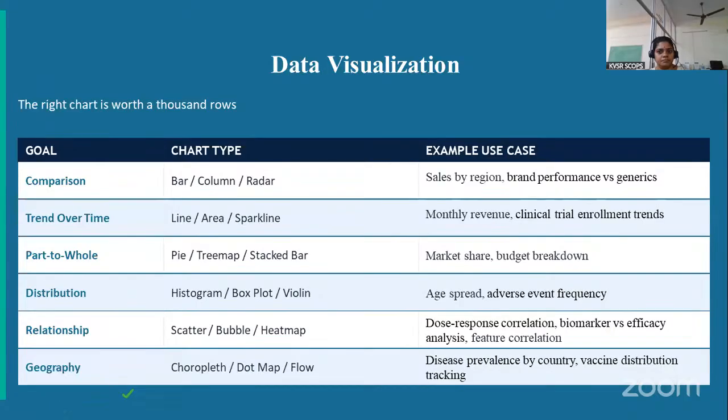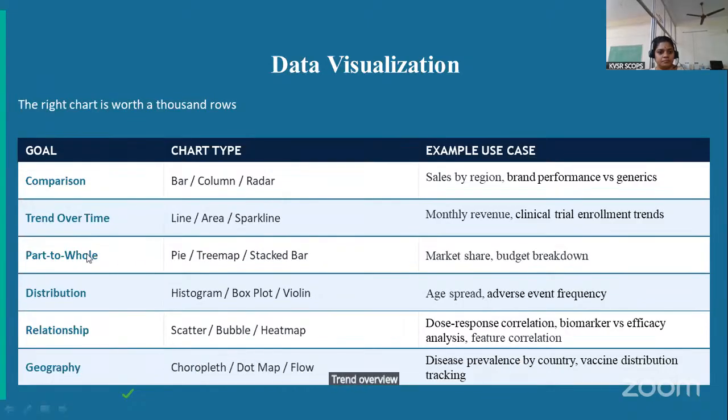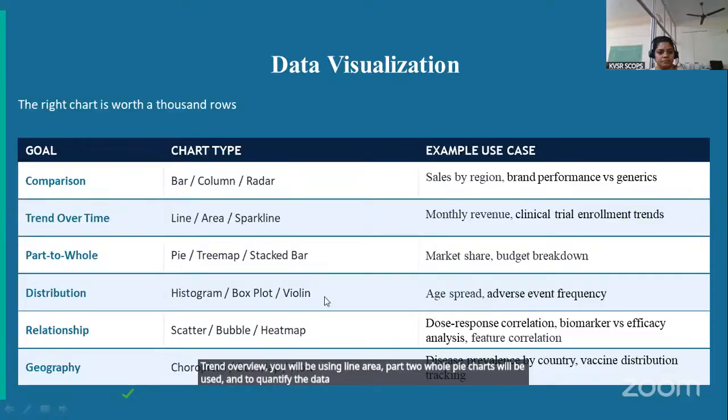So for data visualization, as I already told you, when you want to compare the data, you will be using bar and column graphs. Trend overview, you will be using line and area. Part to whole, pie charts will be used to quantify the data. For distribution, you will be using histograms. Relationship, you will be using scatter plots, and geography, you will be using dot map or flow type of chart types.